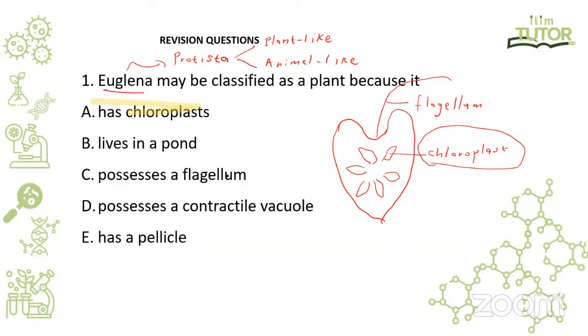So obviously, when we say that euglena may be classified as a plant, it simply means that it has chloroplasts. Every other one that you look at here, the presence of a vacuole, vacuoles are associated with animal cells. Pellicle provides a definite shape, but it is also associated with animal features. Flagellum is associated with animal features. So the one you cannot really argue with is the presence of chloroplasts.